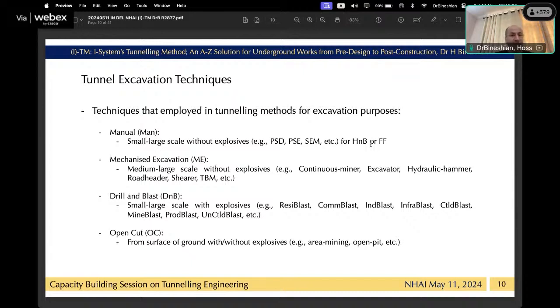Drill and blast is another excavation technique for tunnels. It is used for small to large scale excavations with explosives, like residential blast, commercial blast, industrial blast, infrastructural blast, control blast, mine blast, production blast, and uncontrolled blast, which in many places in India I see is in practice. And it is downgrading and deteriorating the surrounding ground at tunnels. And the last excavation technique for tunnels is the open cut from surface of ground, with or without explosives, like area mining or open pit.